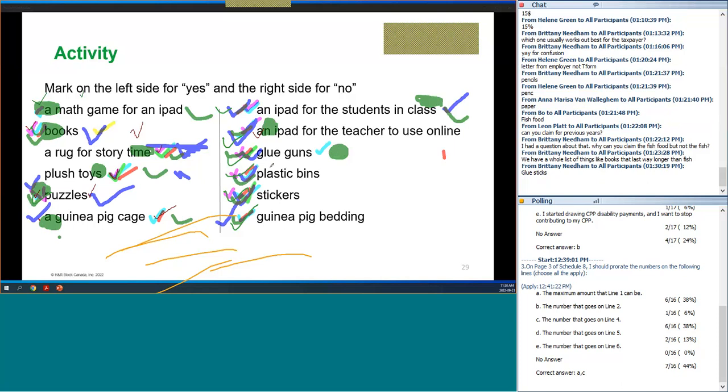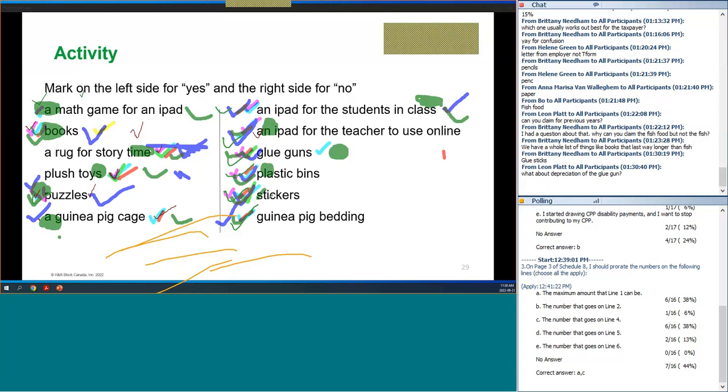Plastic bins, yes. Everyone forgets about the plastic bins. The storage containers are a very, very big expense for most teachers that I know, most teachers that I've had as clients, and they don't even know that they can claim them, and they spend a lot of money on it. So containers, storage containers, yes. Stickers, yep. Once you stick it on a kid or on their paper, it's gone.